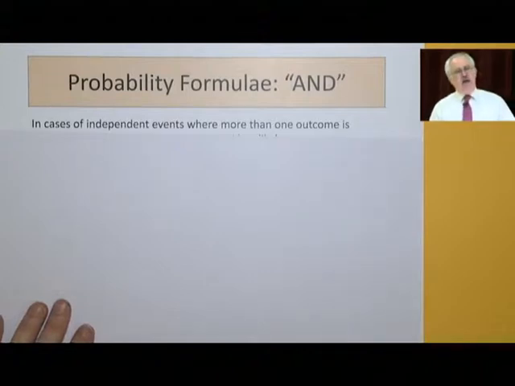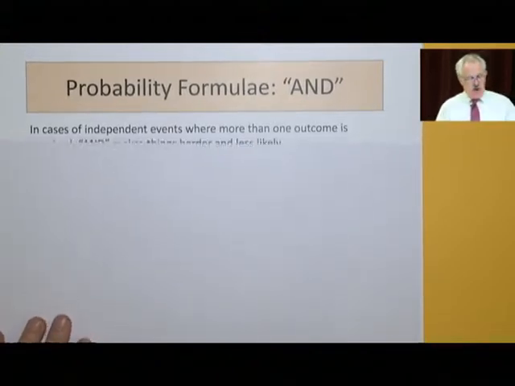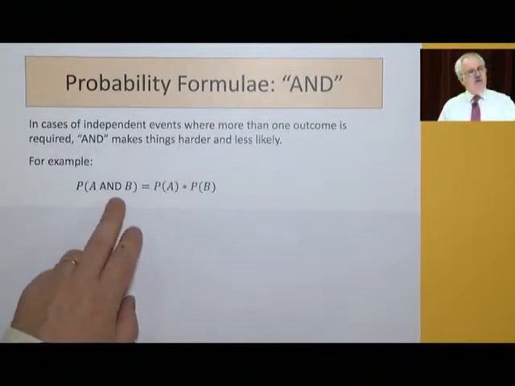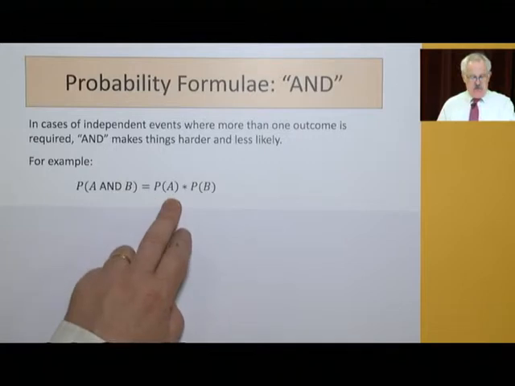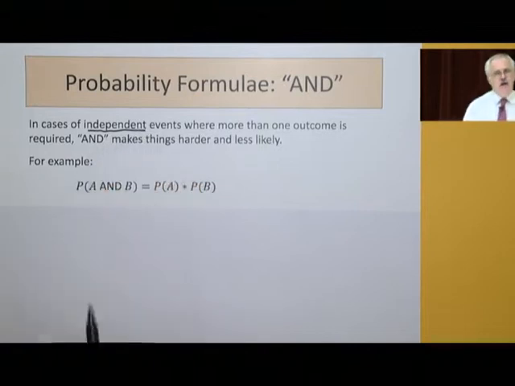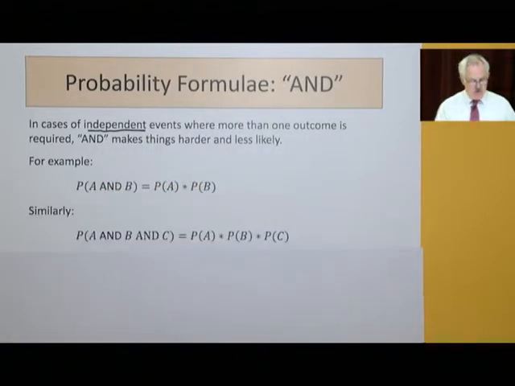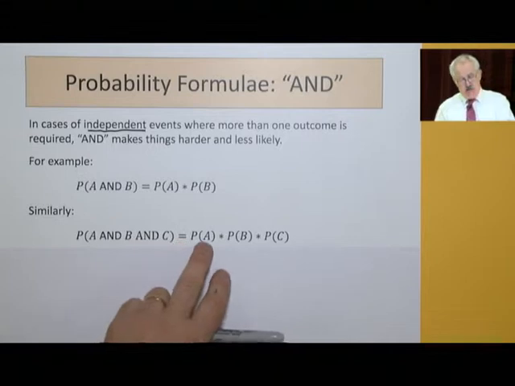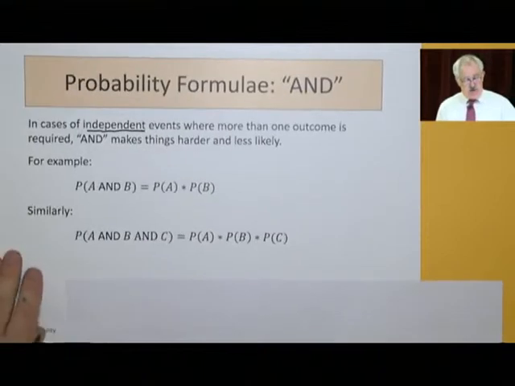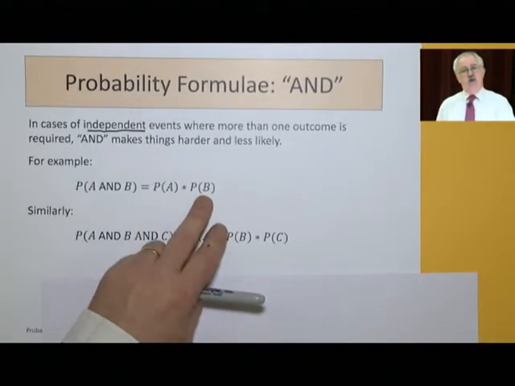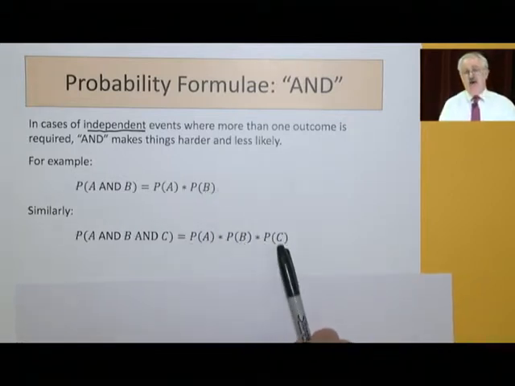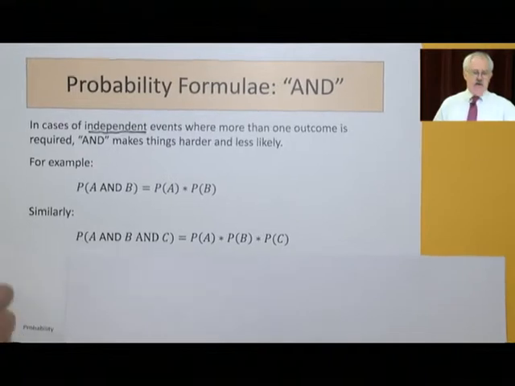In cases of independent events, where one or more outcomes are required, things are generally harder. So the probability of A and B is the probability of A by the probability of B. I slipped in the word independent there, and I'll come back to that. A and B and C is the probability of A by B by C. Probabilities are generally numbers smaller than 1, and if you multiply by another number smaller than 1, it gets smaller. Half by a half is a quarter. Half by a half by a half is an eighth. So the probability gets smaller.